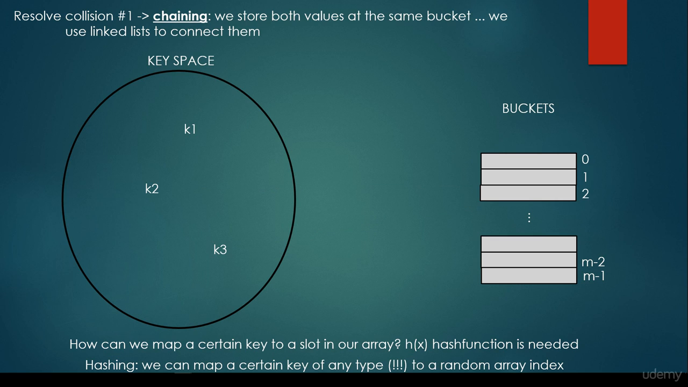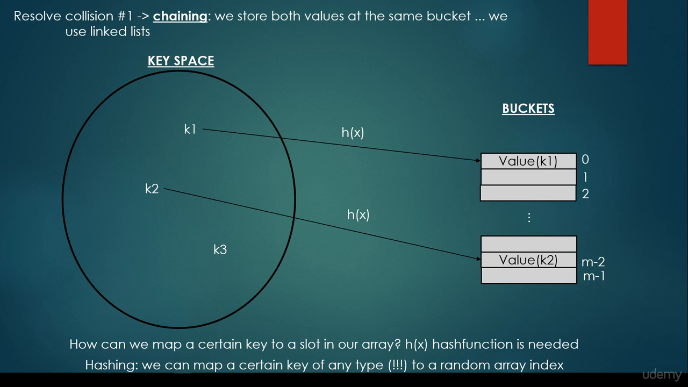Okay, so how are we able to resolve collision? For example, the first method is the so-called chaining. We store both values at the same bucket, so we use a linked list to connect them. So for example, we have a key 1, it's going to be mapped to the index 0 with the value. Okay, what about the key 2? It's going to be mapped to the m-2 index. What about the key 3? It's going to be mapped to the same index, so the m-2 array index. It means that there's a collision. Okay, and we can solve it with the help of a linked list.